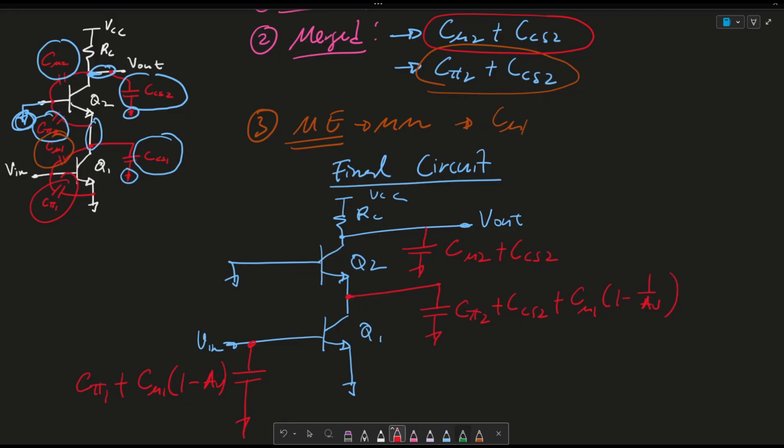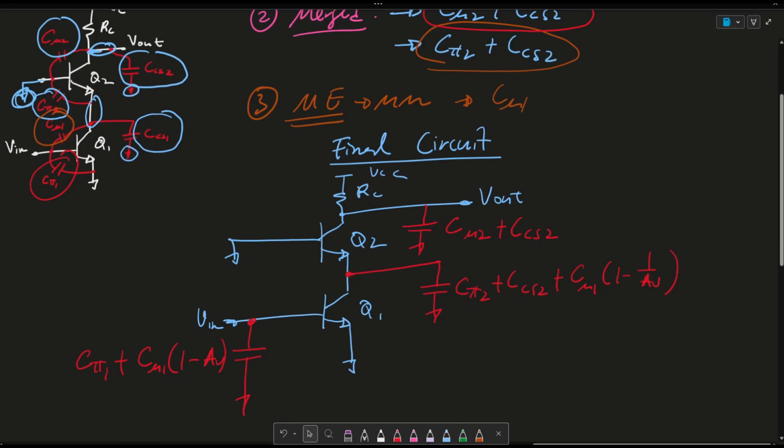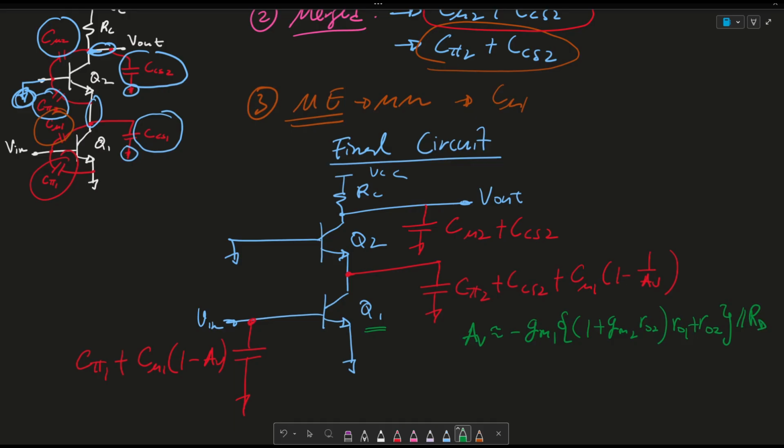From my cascode video, we've realized that the gain AV of this is roughly approximated to minus gm1, so this is Q1, the transconductance gm1, times (1 plus gm2 RO2), times RO1 plus RO2, in parallel with RD. In this case, it would be RC. Again, we can simplify this to just be minus gm1 times RC. And so that is essentially the final simplified circuit. This makes finding the frequency response of this cascode system a lot easier, and that is the purpose of the Miller effect, or the Miller multiplication technique that we've been talking about.